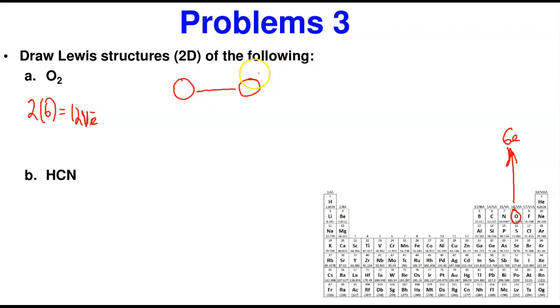That means I have to satisfy this one first. Remember, I have 12 electrons to go, but I've only used 1. So I'm going to try to add it here. I'm going to add this one. Now, remember again, I'm using a single bond here to represent 2 electrons.